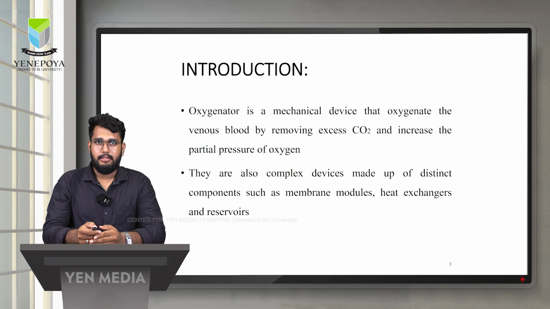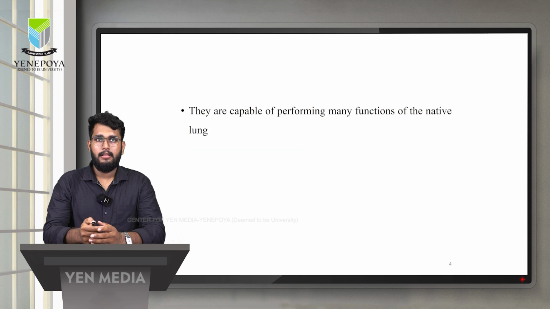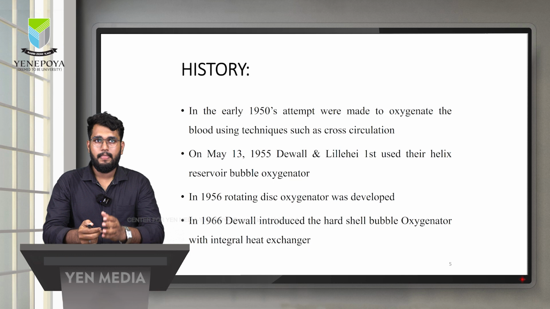So what is an oxygenator? An oxygenator is a mechanical device that oxygenates the venous blood by removing excess carbon dioxide and increases the partial pressure of oxygen. That is, an oxygenator is a device which oxygenates the venous blood. They are complex devices made up of distinct components such as membrane modules, heat exchanger and reservoir. Nowadays, these oxygenators are an integrated component. They are capable of performing many functions of the native lungs.